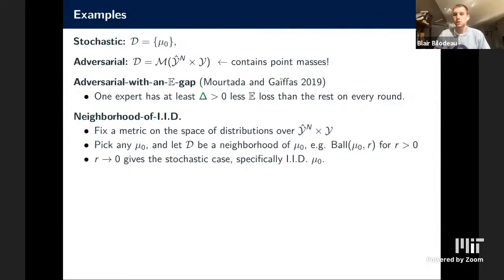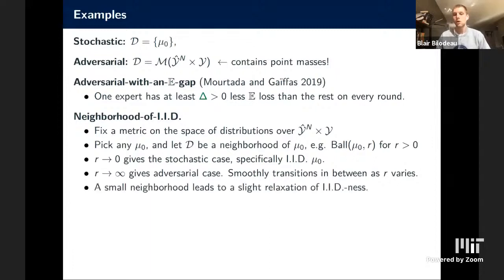As r goes to 0 and this ball shrinks to a singleton, we're recovering the stochastic case, so the I.I.D setting with this reference measure. As r tends to infinity, eventually the ball blows up to encompass the entire space of distributions, and so we're recovering that adversarial setting as well. And for r in between these two, we're smoothly transitioning between the stochastic and the adversarial settings. So it gives us a notion of what it means to be slightly non-I.I.D. A small neighborhood is somehow a slight relaxation.